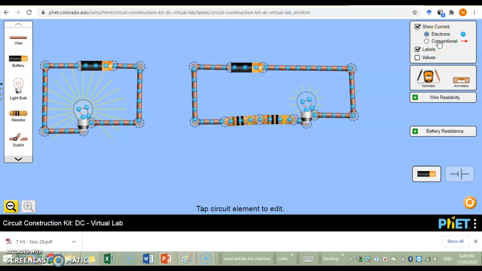So the electrons go from the negative to the positive, while the conventional electric current goes from the positive to the negative, as you can see. So here you can see that the speed and the rate of the electric current is greater than this one here.